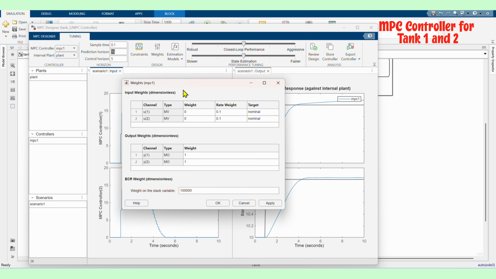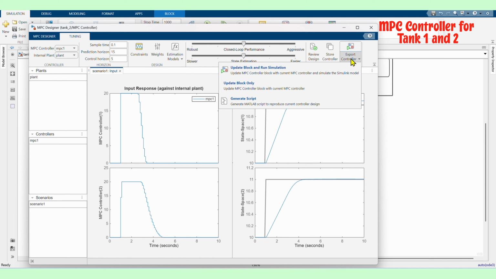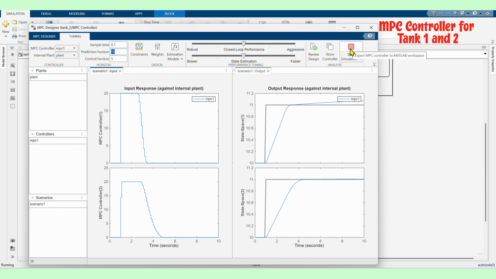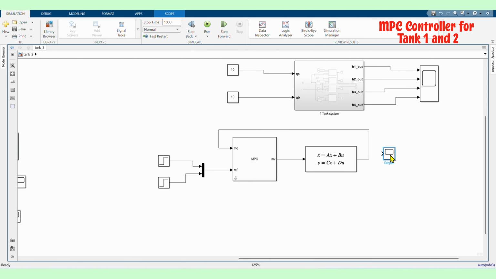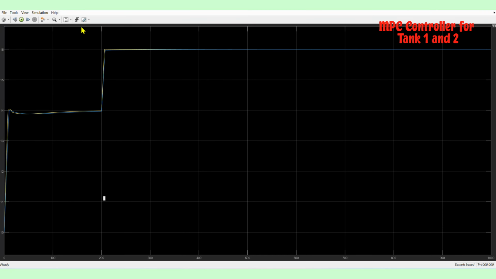Output weight emphasizes tracking precision. A high output weight ensures tighter tracking of the reference but can lead to excessive control effort. A lower weight allows more deviation from the reference but results in a gentler control action.